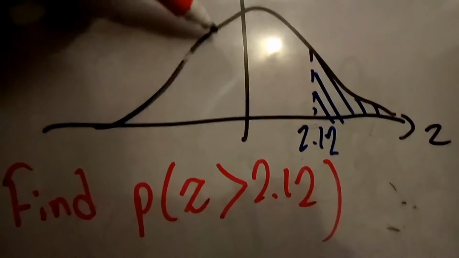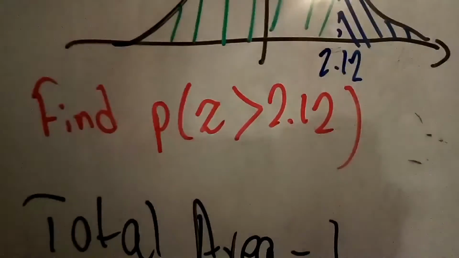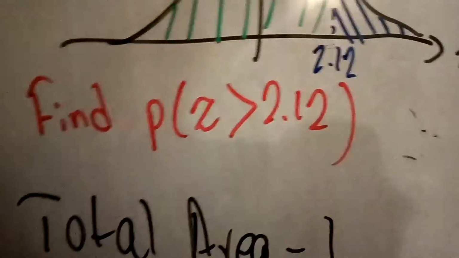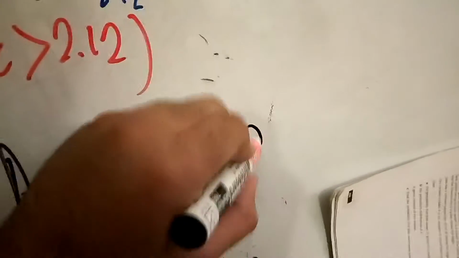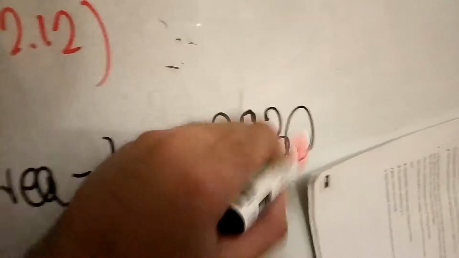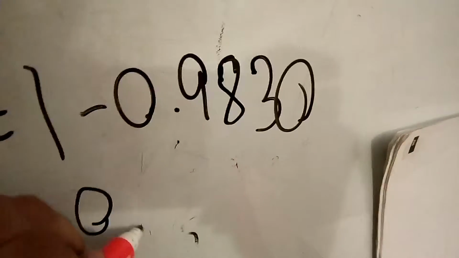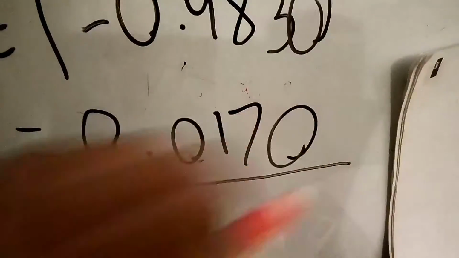And now from the table we can find this entire area as we did in the previous one, when we found the probability of z being less than 2.12, and we can simply subtract. So that would mean 1 minus 0.9830, which equals 0.0170, and that is the answer.